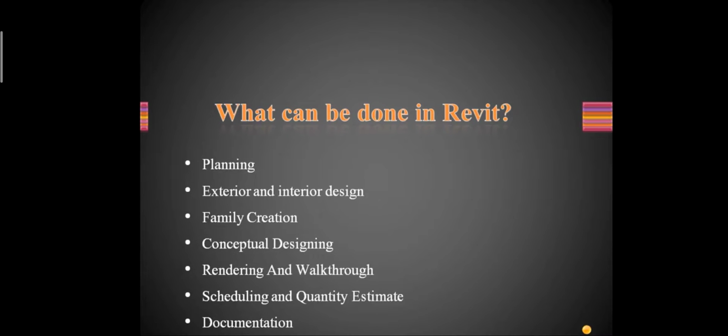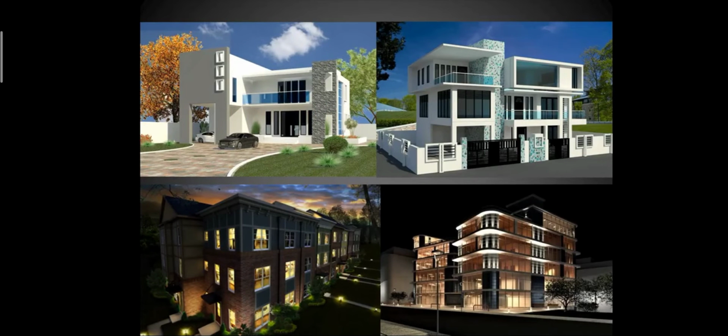What can be done in Revit? Planning, exterior and interior designing, family creation, conceptual designing, rendering and walkthroughs, scheduling and quantity estimation, and documentation. Here we can see the render view and some exterior views.